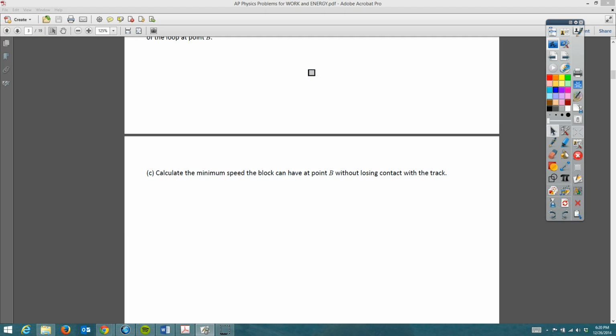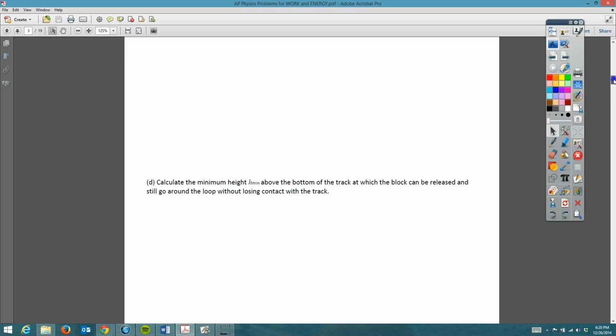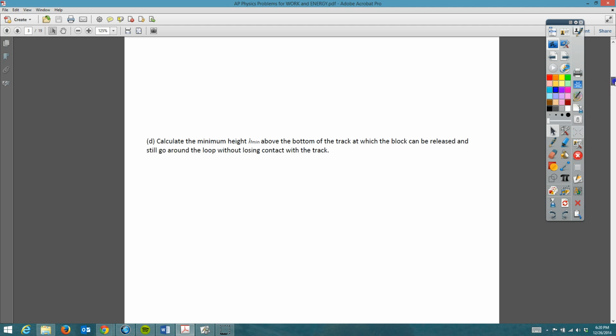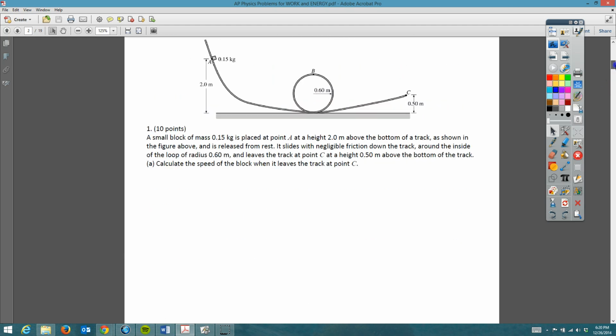Finally, the last part of this problem is part D. And for part D, they would like us to find, so I'm going to scroll down here. For part D, it says calculate the minimum height, or h-min, above the bottom of the track at which the block can be released and still go around the loop without losing contact with the track. So we want to know how high it needs to be so that it has enough speed right here that it won't fall off the track.